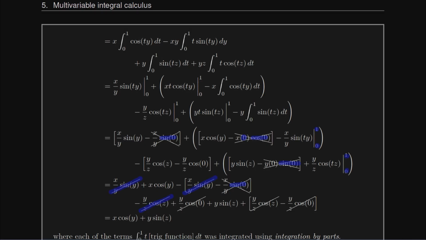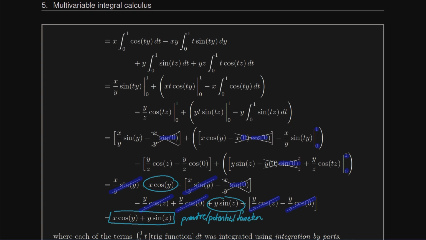I have a y over z cosine z canceling with y over z cosine z. I have a y over z cosine 0 canceling with a y over z cosine 0. And I'm left with simply x cosine y plus y sine z. So this is my primitive function. Or if we like to be physicists, my potential function.